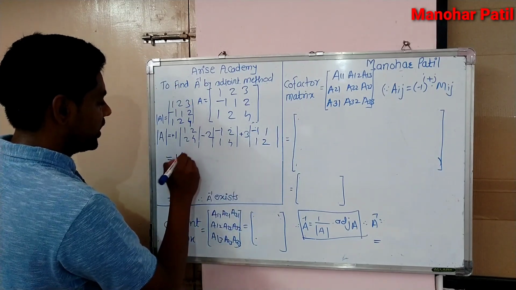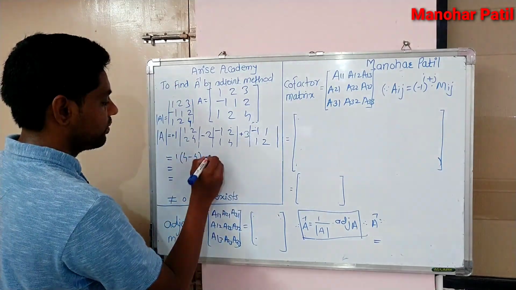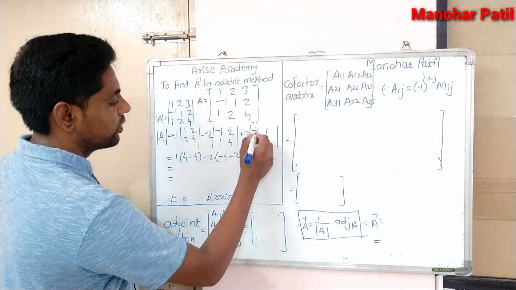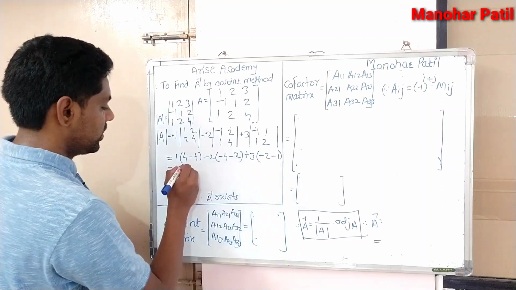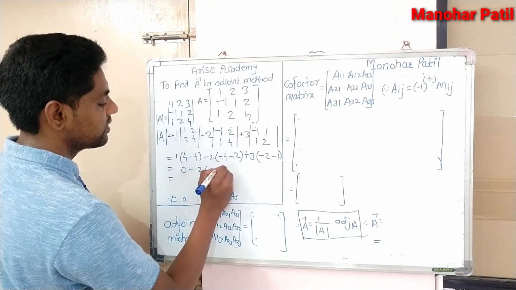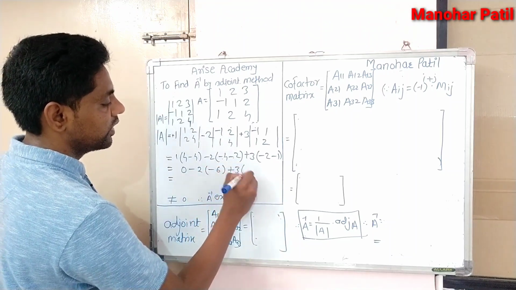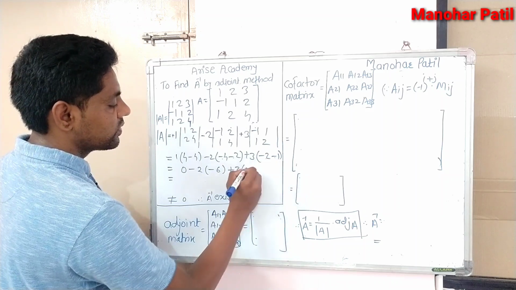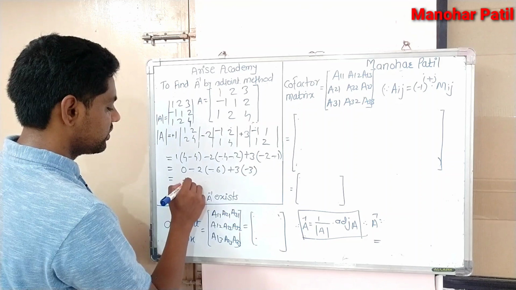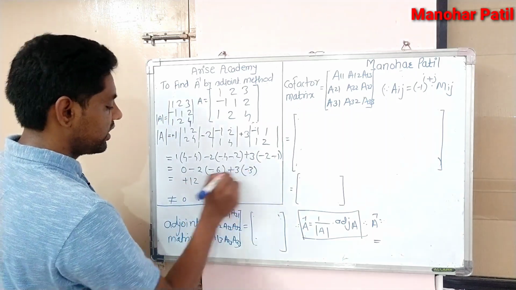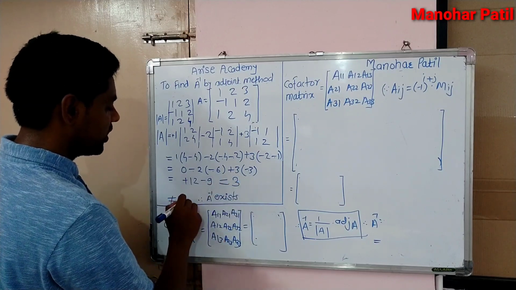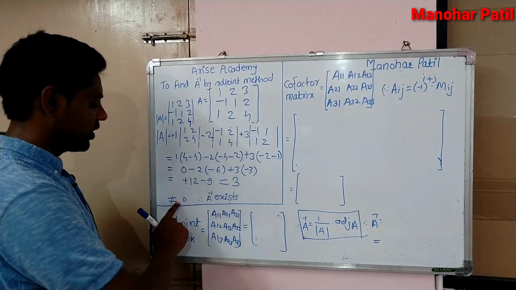So we find out 1 into (4 minus 4), minus 2 into (4 into minus 1 minus 4), plus 3 into (2 into minus 1 minus 2 minus 1). So 4 minus 4 is 0, minus 2 into minus 4 minus 2 becomes minus 6, so plus 12. Plus 3 into minus 2 minus 1 becomes minus 3, so minus 9. So the determinant is equal to plus 3, not equal to 0. We get the value of determinant not equal to 0.